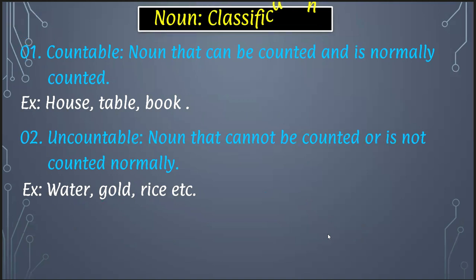What is it? Can anyone tell me, please? Countable noun and what's the other? Uncountable nouns. What is uncountable noun? Sir, a noun that cannot be counted or is not counted normally. That is written here. But what do you understand by this? That cannot be seen, sir. No, of course not. Uncountable can be seen.